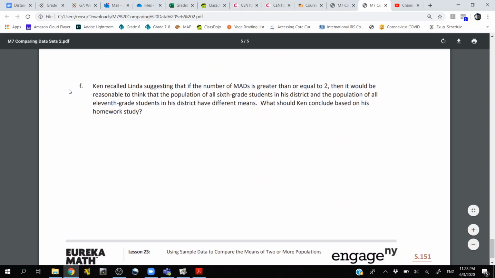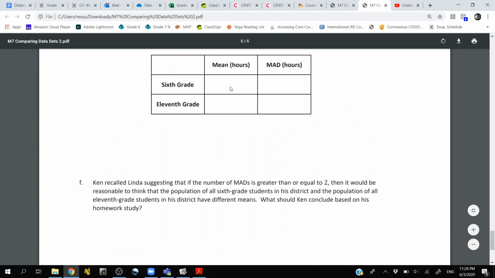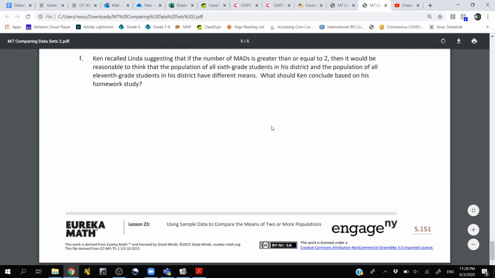So Ken recalled Linda suggesting that if the number of mean absolute deviations is greater than or equal to 2, it would be reasonable to think the population of 6th grade students in the district and the population of 11th grade students have different means. If the means are more than 2 mean absolute deviations apart. So what should Ken conclude? You have means here, you have mean absolute deviations here. Use the larger one of these and decide, are the populations different or is it just the sampling that's different? And that's the end of it.